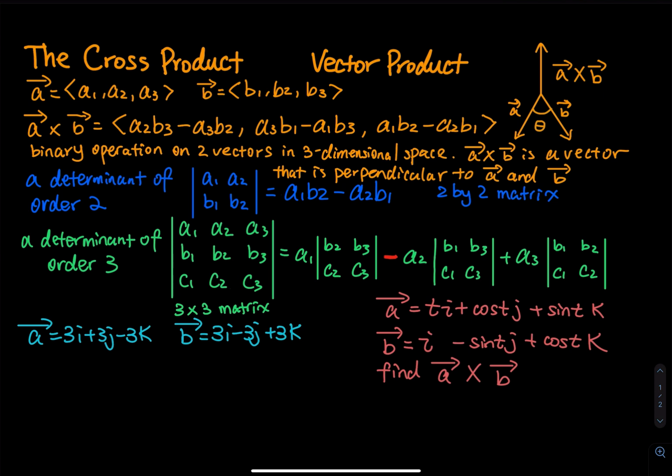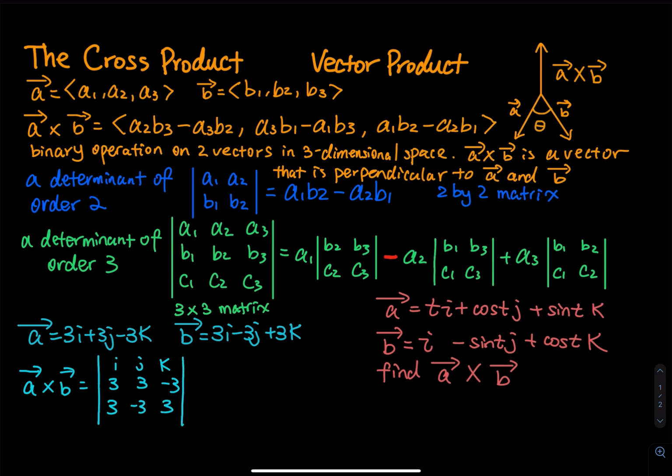So let's put this on a real problem. We have two vectors A and B. A is 3i plus 3j minus 3k, and vector B is 3i minus 3j plus 3k. How do you find the cross product? We have vector A cross vector B equals, so we write the matrix first. We start with i, j, and k, then the components of A: positive 3, positive 3, negative 3, and then vector B: positive 3, negative 3, positive 3.